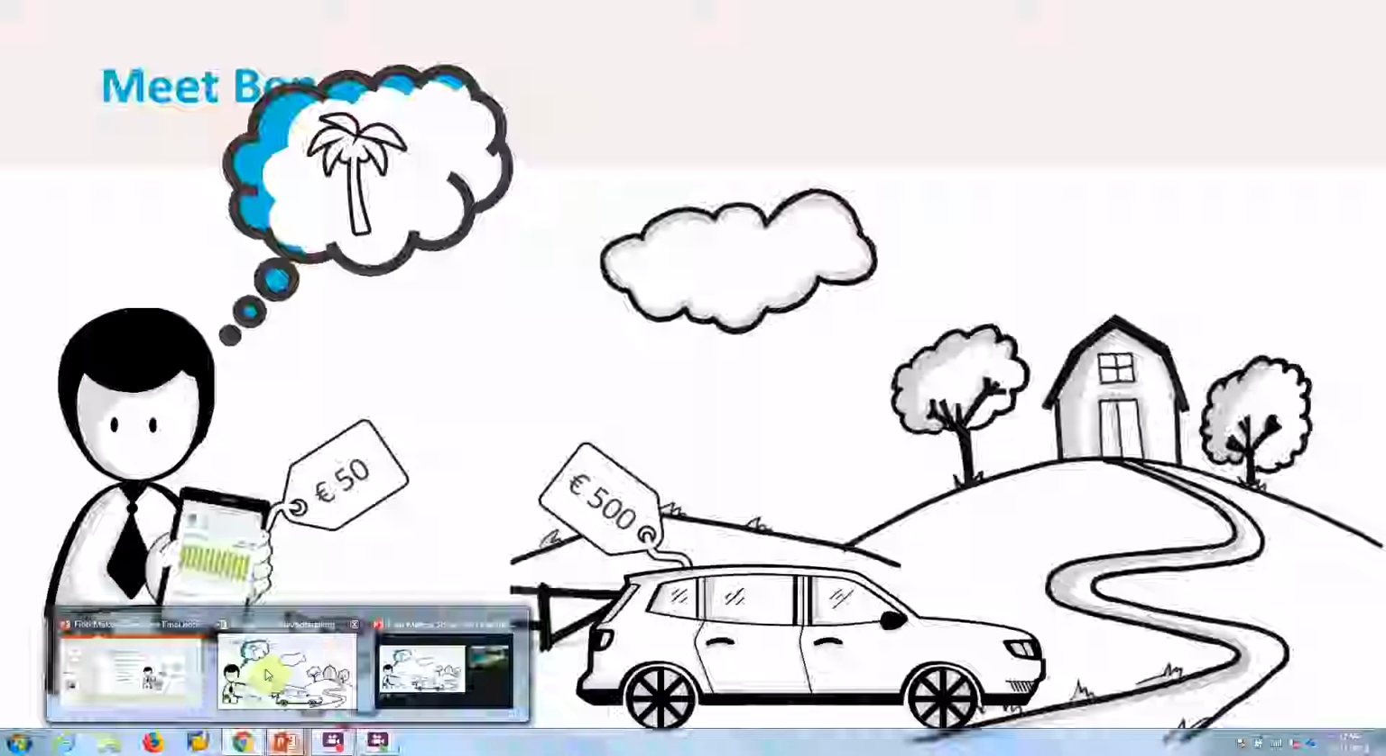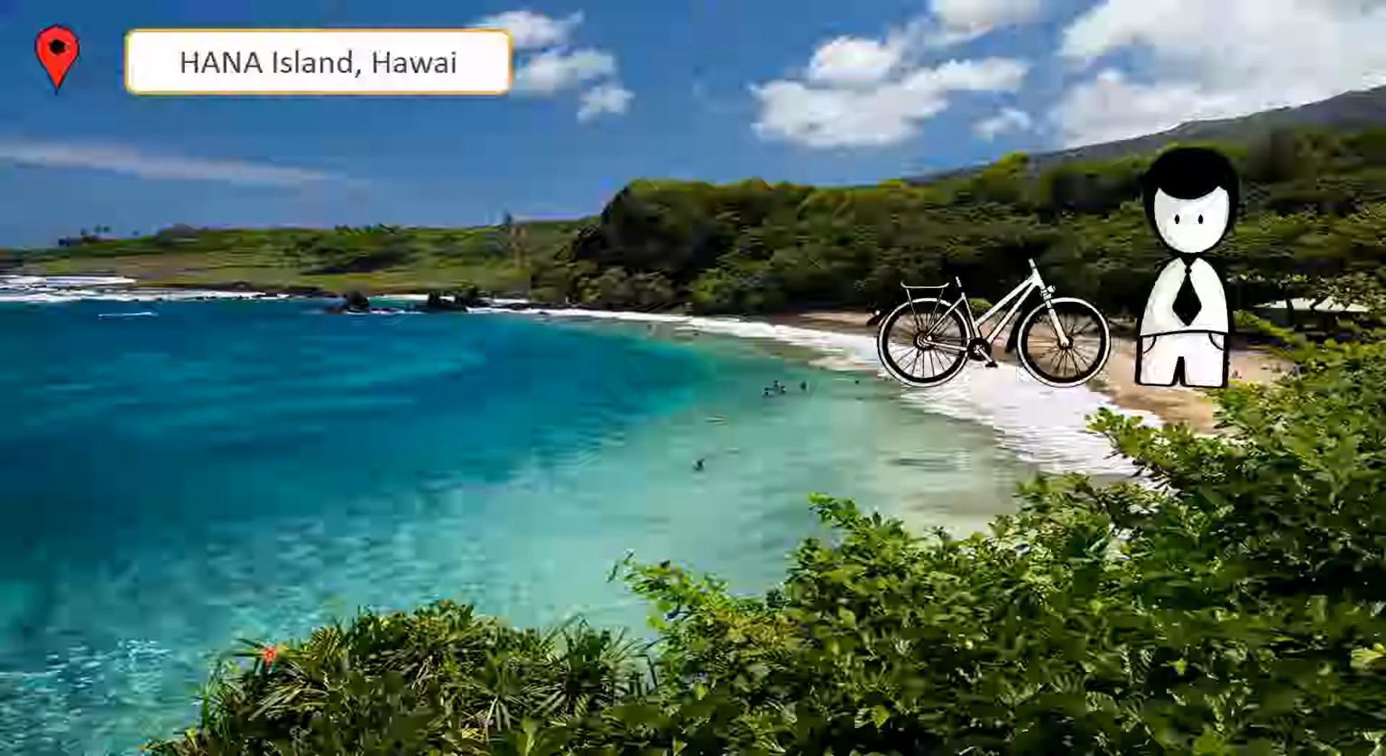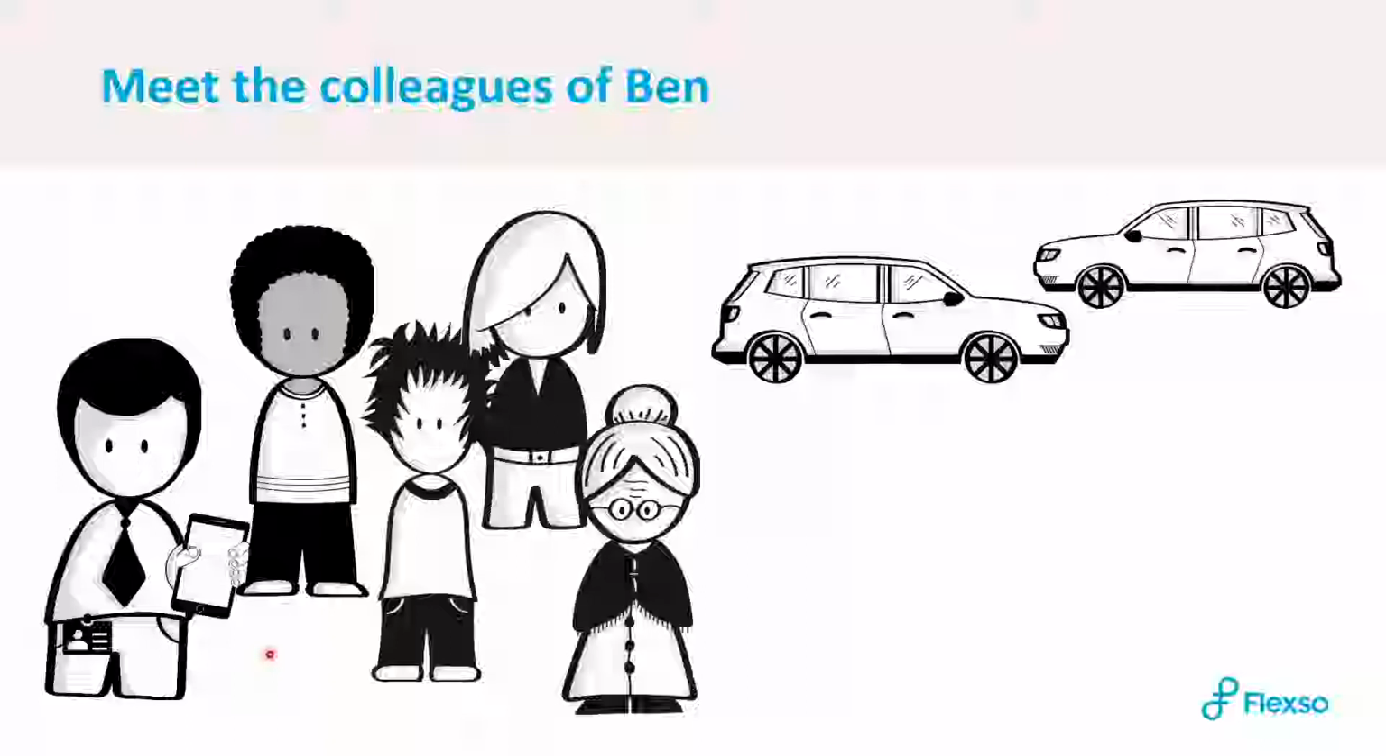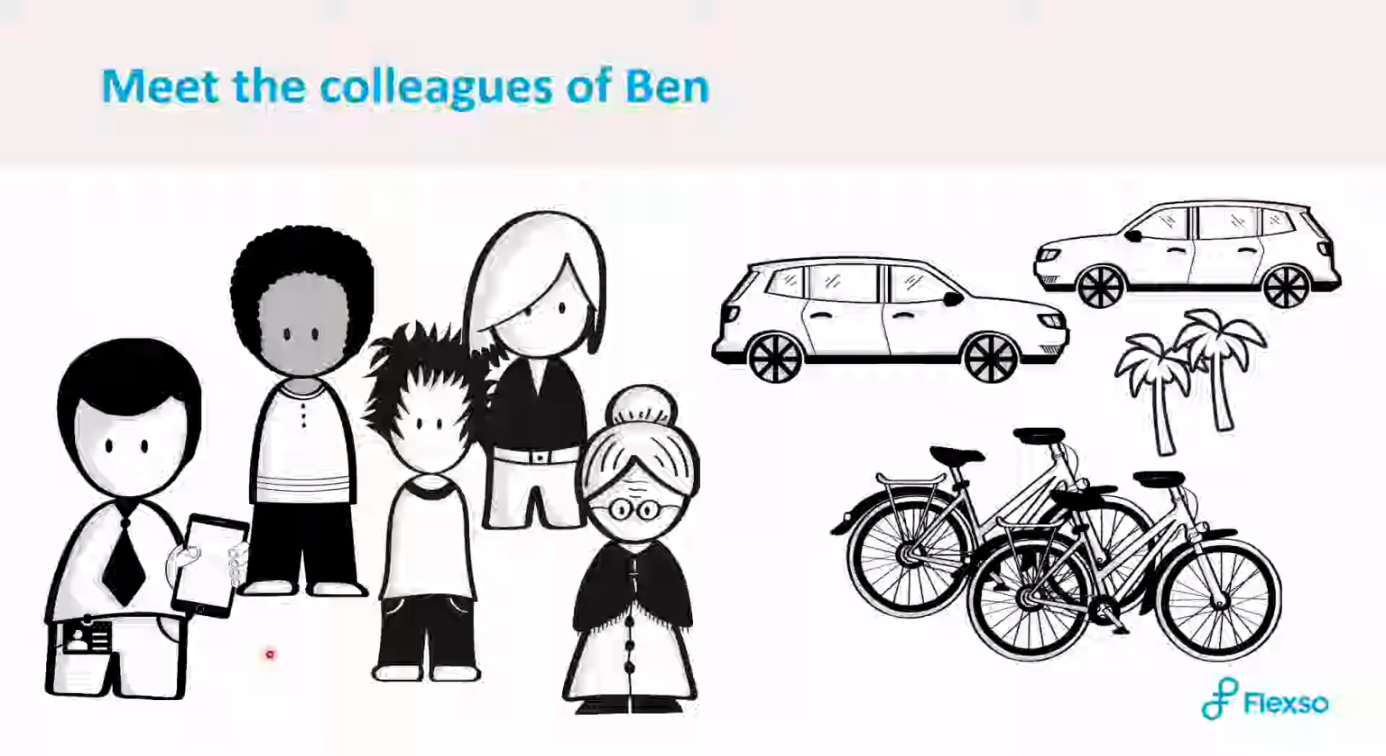So let me get back to my presentation. Ben now has additional holidays and a new bicycle, and he can take that bicycle and those holidays to take a trip on Hana Island in Hawaii and ride on his new bicycle. So thanks to the FlexPlan application, Ben and his colleagues are now able to spend a part of their salary on benefits they prefer.